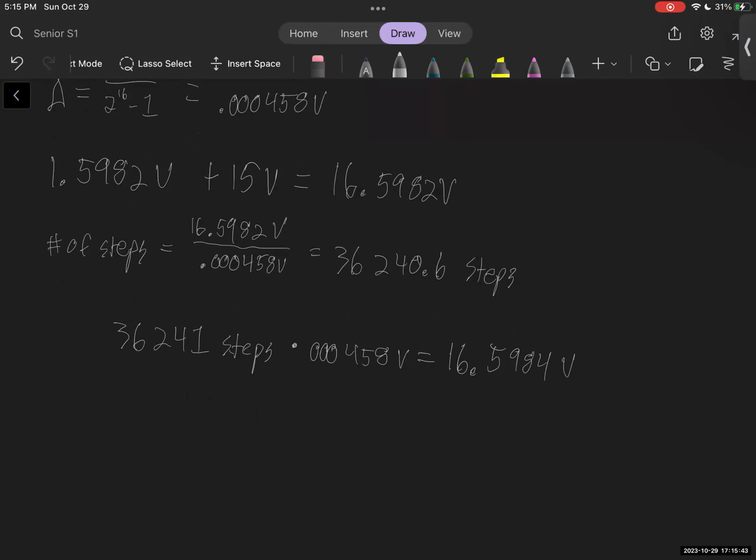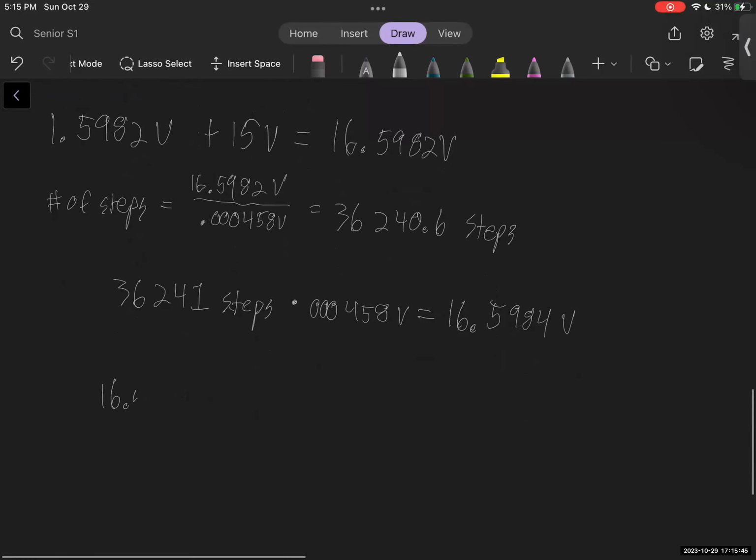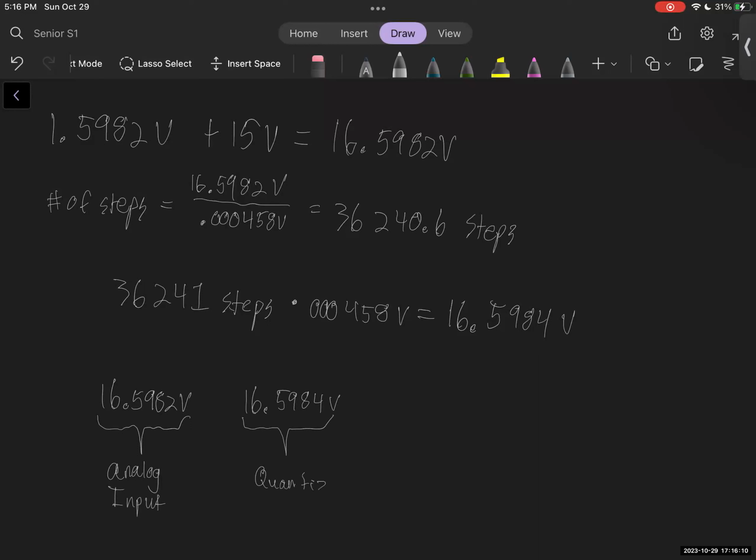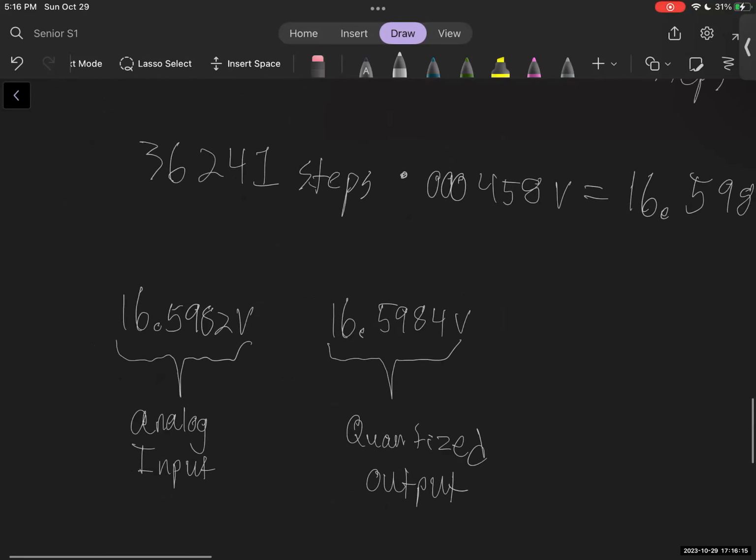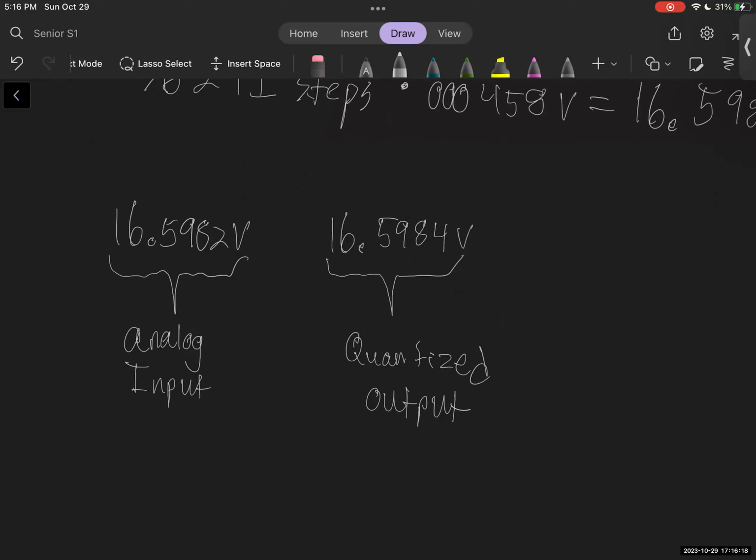So our 16.5982 value is our initial input, and our 16.5984 value is our quantized output. The way that we can solve for our quantization error is just by subtracting these.